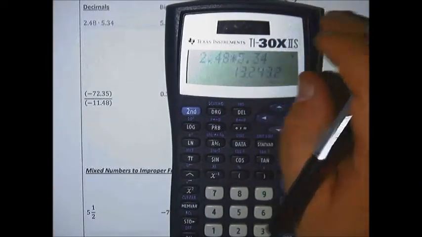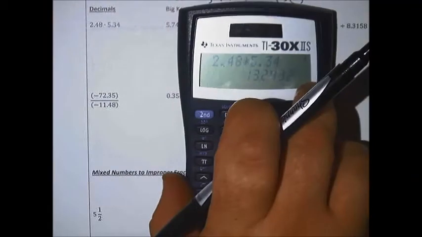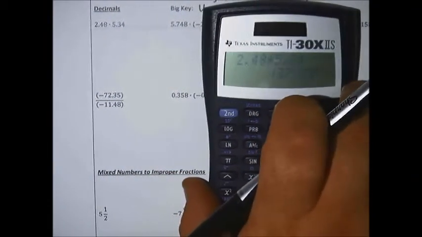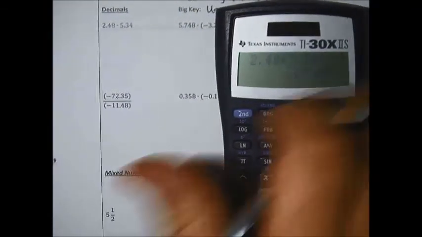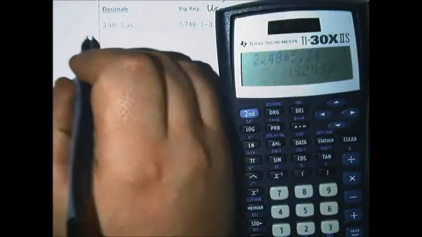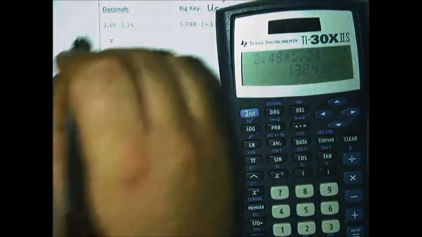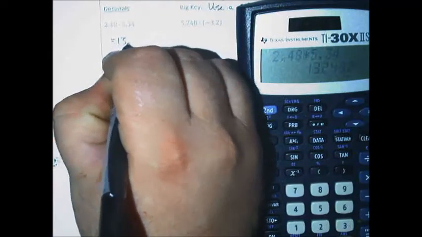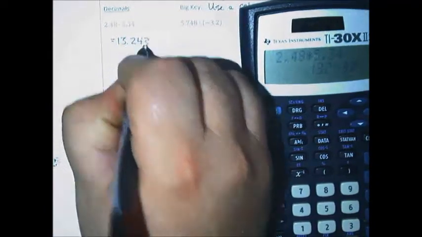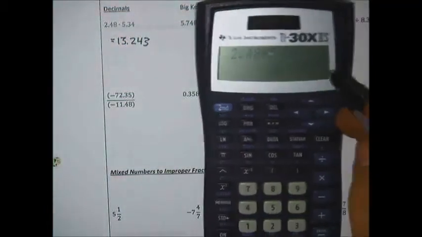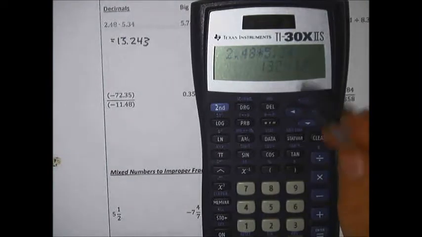The biggest thing is that's just going to keep our answers down a little bit, and we don't have to write some big string of decimals. So again, pretty simple, 13.243. Since that 2 is less than 5 at the end, I go ahead and round down.